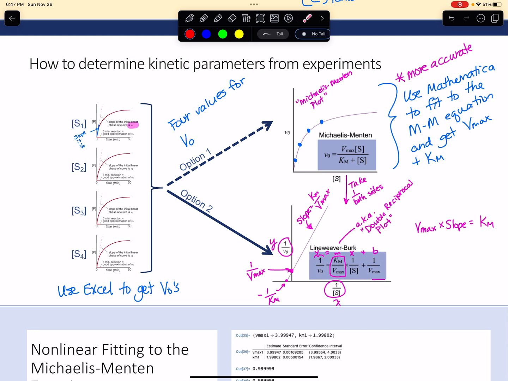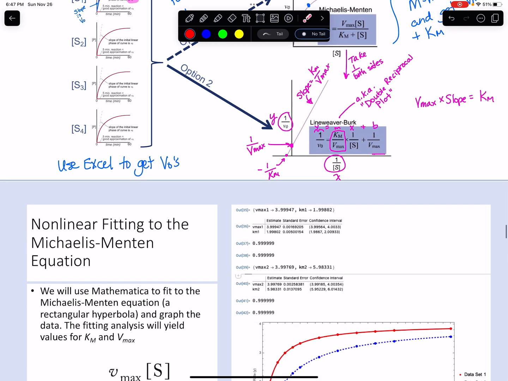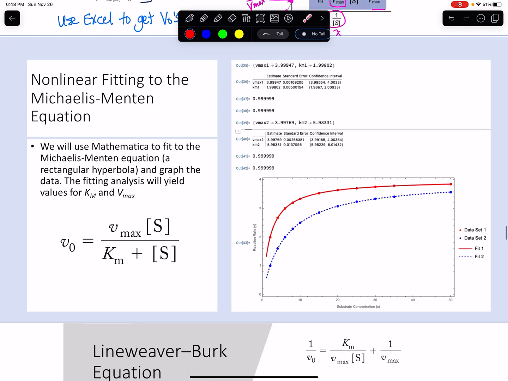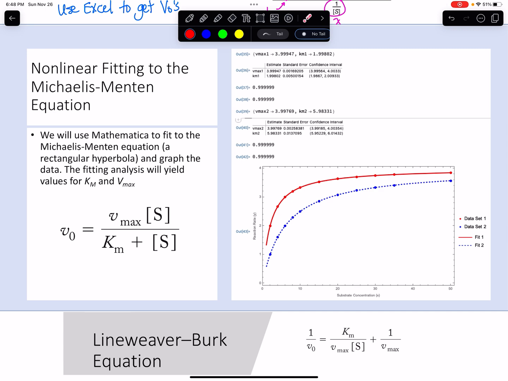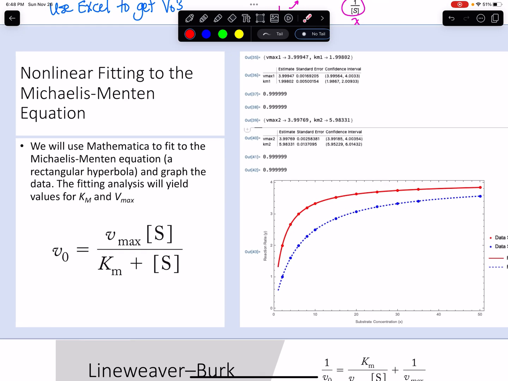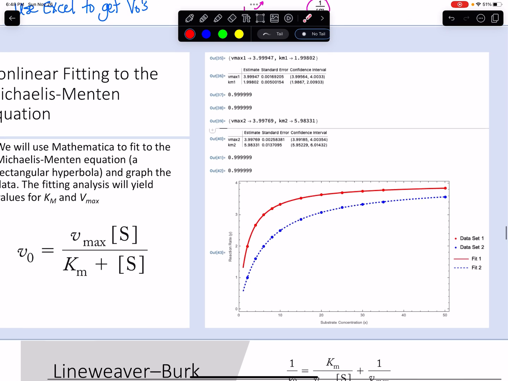I've posted a template Mathematica script for analyzing your data. Campus has a Mathematica license, so you can either install it on your computer or you can use one of the computer lab computers to do it. It does not take a long time once you've got the data to input. Okay, so we're going to use Mathematica to fit to the Michaelis-Menten equation, this equation right here, okay? And what the output is going to look like, well, we'll talk in lab about how you do the input. But once you do, this is what it is going to give you, okay?